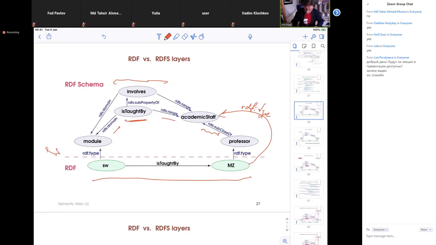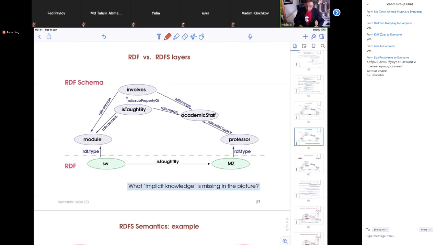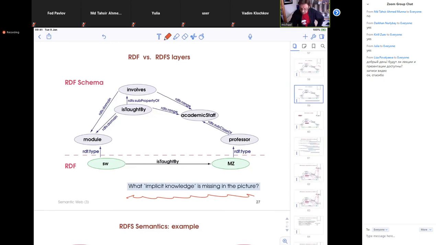And as I showed you with this arrow here, some information is hidden. Right, and so what are the rules that allow the reasoner to extract all the hidden information? And so my question is, what implicit knowledge is missing in the picture? Yeah, and actually, you see that here we have, I don't know, 10 arrows, 7 ellipses. Yeah, I wonder how many arrows and ellipses we'll have in the very end, when we include all the hidden information.